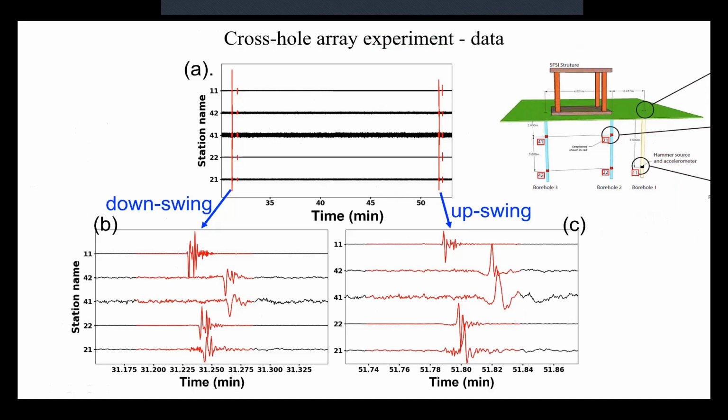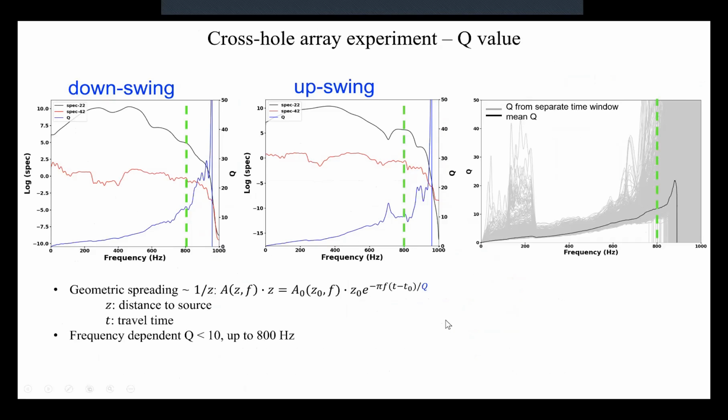Here we show results based on crosshole array experiment. There is a 1-day example data showing a downswing and upswing of the hammer source. We can see clear phase delay and attenuation of high-frequency signals at stations 41 and 42. Here we show the attenuation results based on the previous example datasets on the left 2 panels, and the results from all events are presented on the right panel.